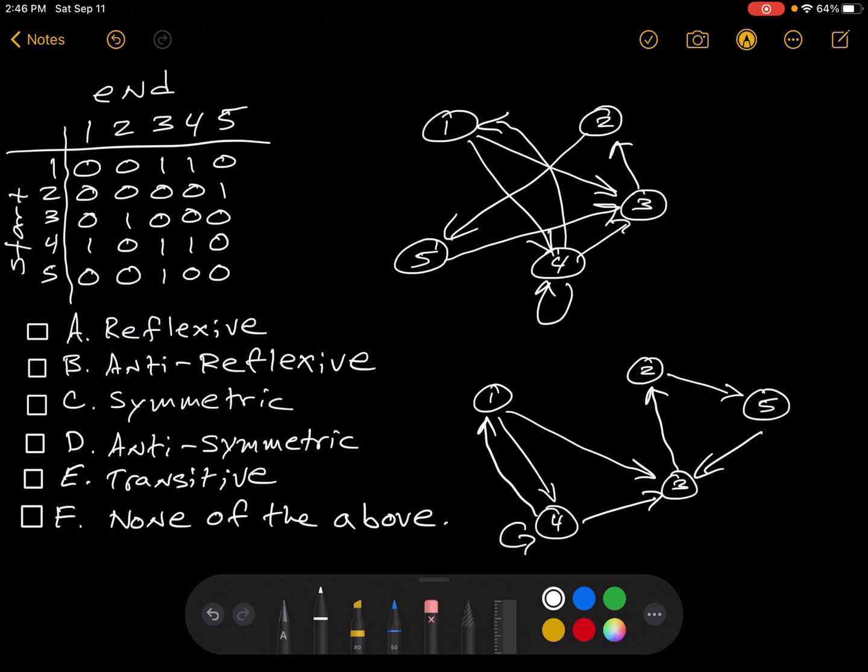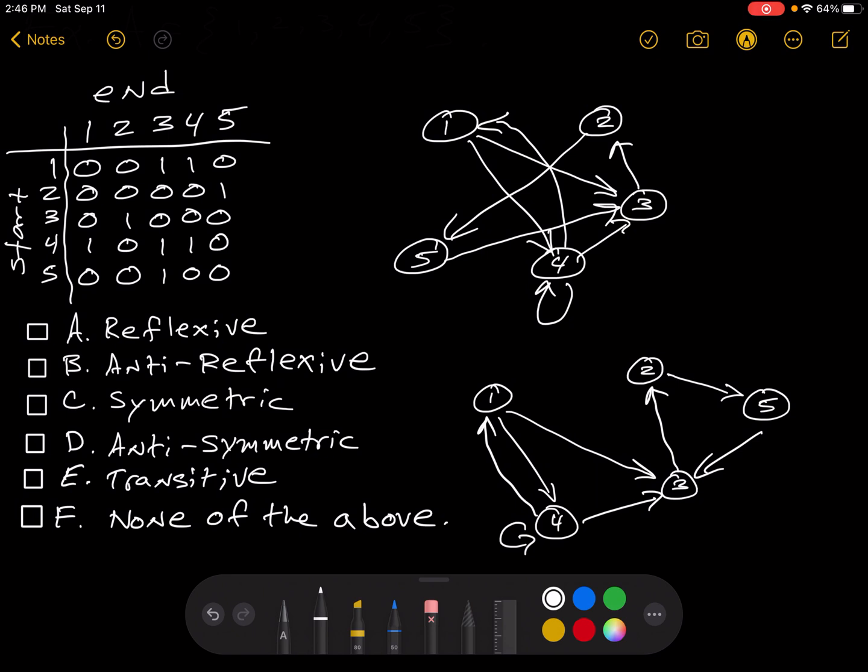Notice that these two graphs contain the exact same information. So it doesn't matter how you draw them. The length of the edges doesn't matter. The position of the vertices doesn't matter. They both contain the same information.